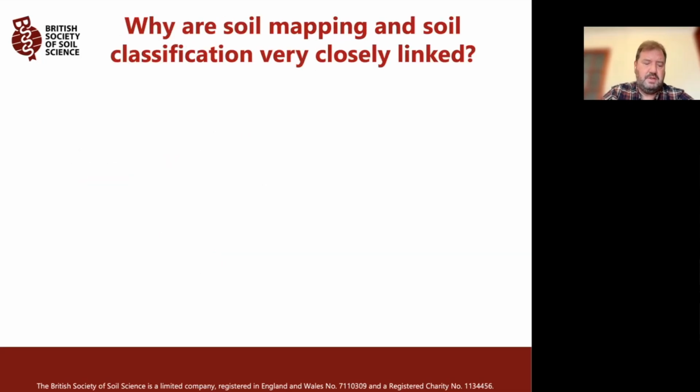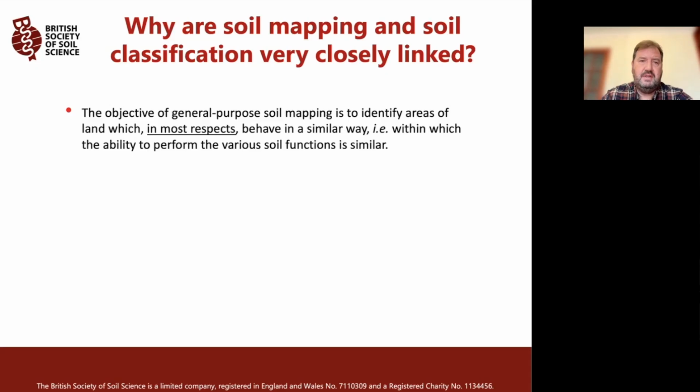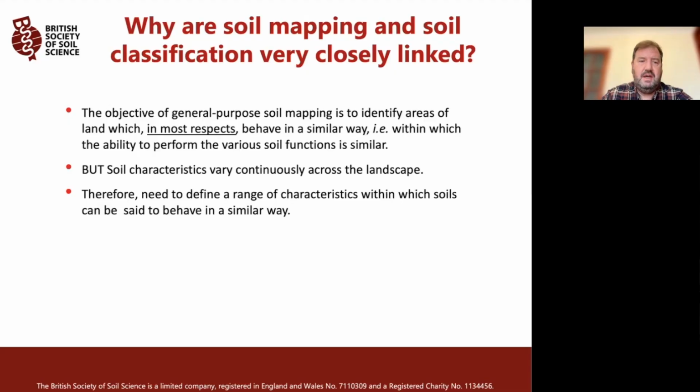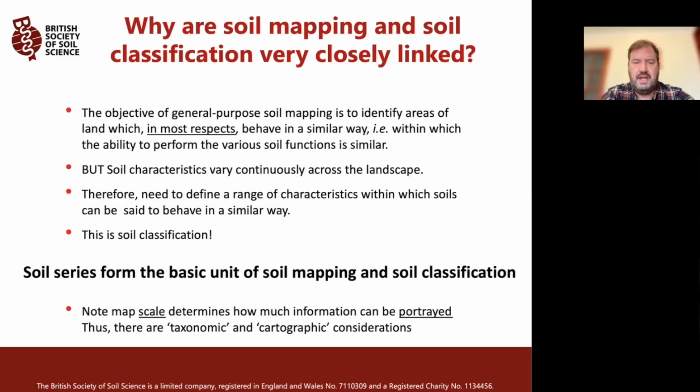The next thing I just wanted to touch on, sort of coming towards the end here, is why are soils mapped, and why are soil mapping and soil classification linked closely? Well, the objective of general purpose soil mapping, of course, is trying to characterize areas of land that behave the same way. So you have similar soil functions. If we think in terms of ecosystem functions or soil services or soil functions, you're trying to have similar properties.